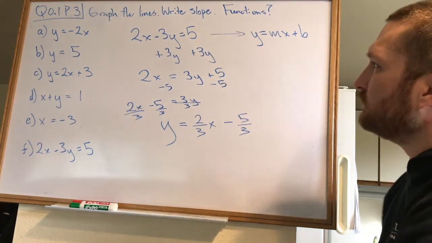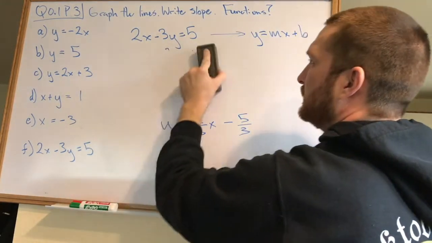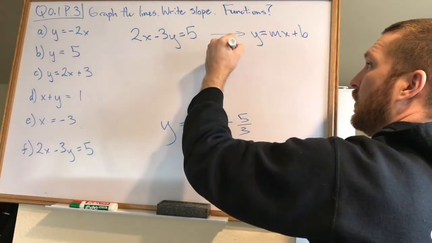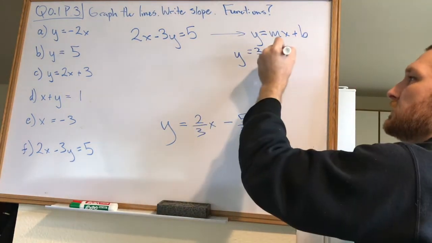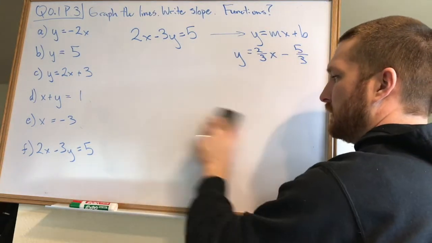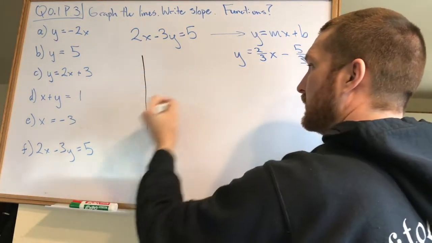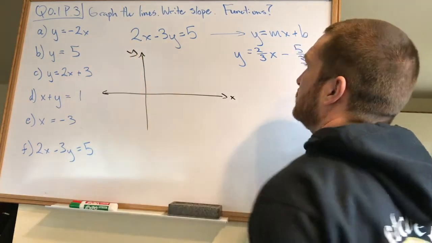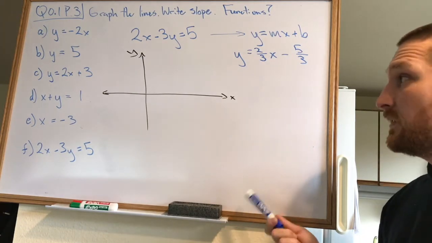Okay, so we've changed this into this form. I'm going to get it out of the way here. I'm just going to rewrite it right here. Y equals 2/3 x minus 5/3. Okay, so we're going to graph it. So I need axes. Say here, here. There's my x. There's my y.